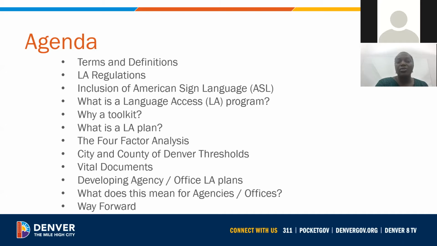But you can see here today that we're going to be going over quite a number of topics: terms and definitions, language access regulations, the inclusion of American Sign Language, what is a language access program, why do we want a toolkit, what is a language access plan, what is the Four Factor analysis, what are the City and County of Denver thresholds, what is a vital document, and what does it mean to develop agency and office language access plans? What does all of this training mean for agencies and offices within Denver, and what is our way forward?